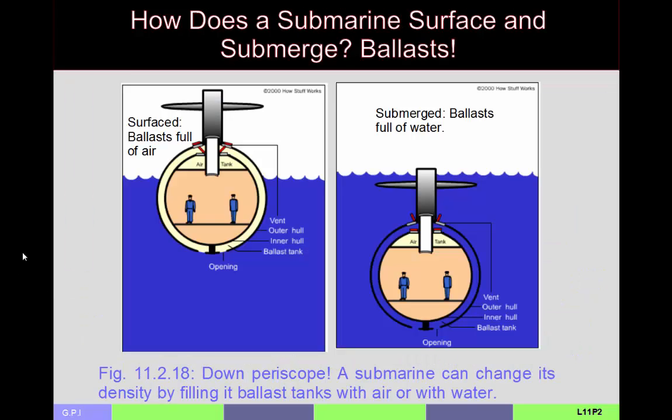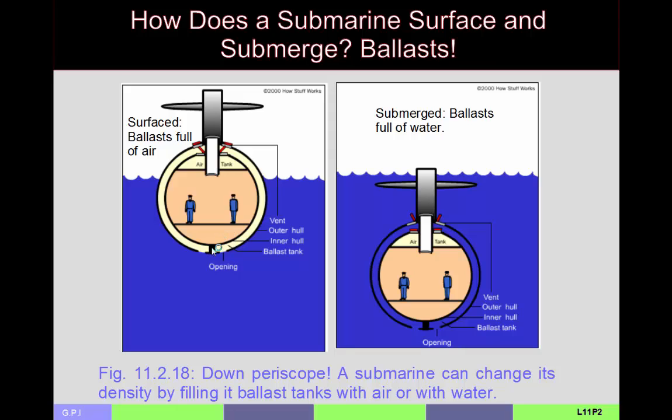Second application of Archimedes' principle is found in submarines. And the question is, how is it that you make a submarine surface or submerge? And the answer is you use ballasts. Basically the ballast is sort of a chamber that can surround the submarine, as in this picture, or it can be running parallel to the walls or what have you. And it's a chamber that you can either pump water into or you can pump air into.